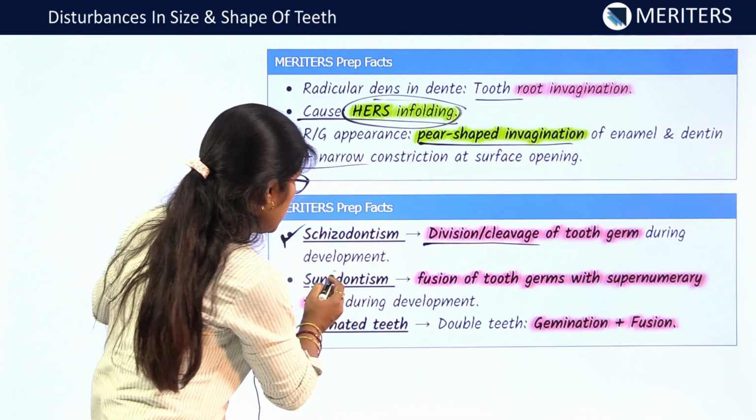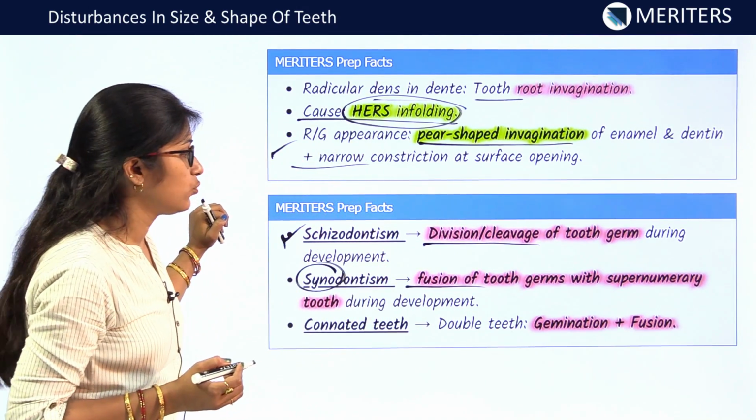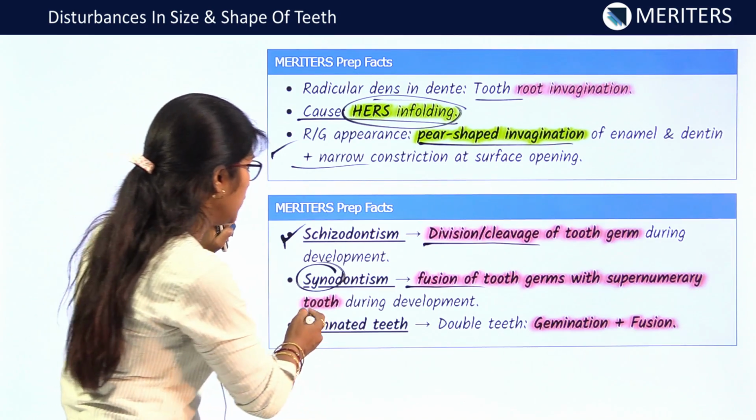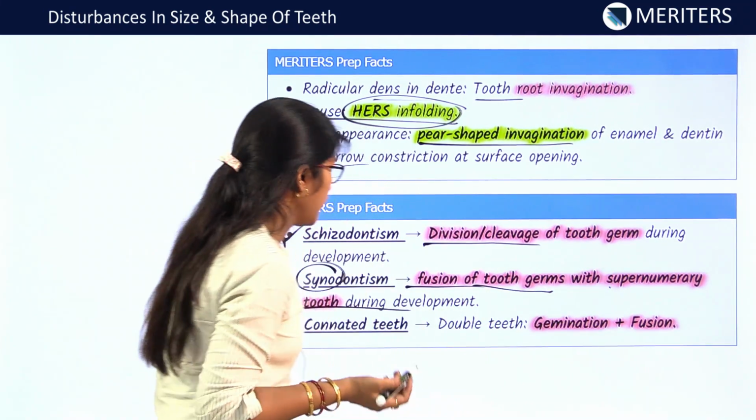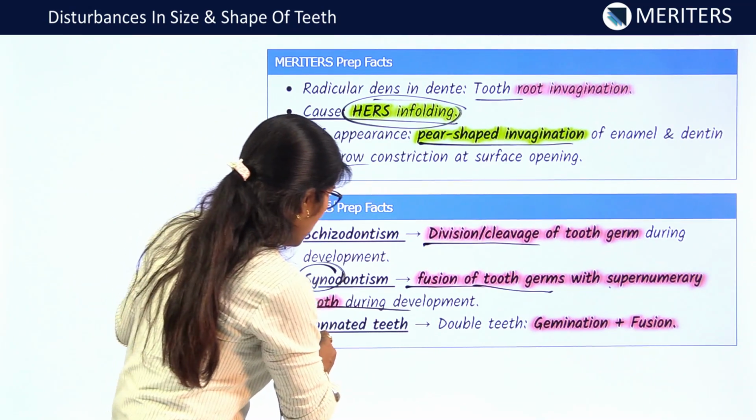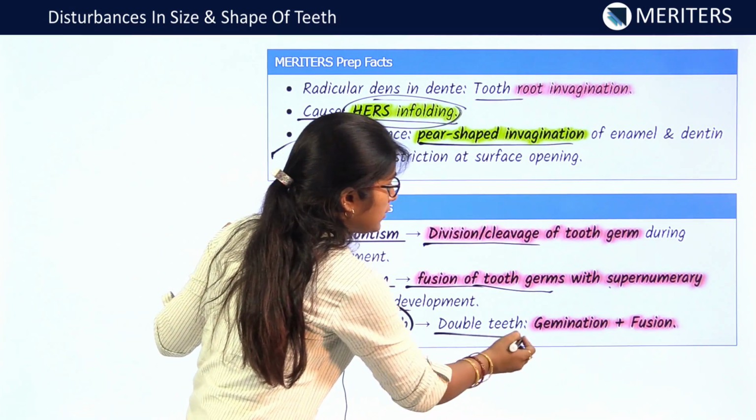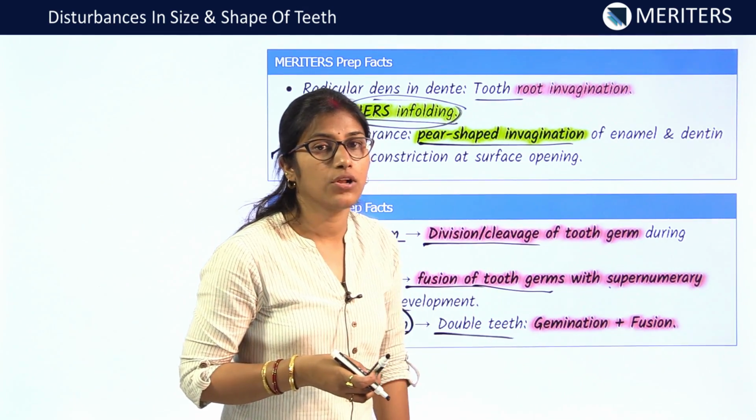Synodontism, that is, syn means fusion of tooth germs with supernumerary tooth during development. Okay, so fusion of tooth germs with supernumerary tooth is occurring in synodontism. And next one is conated teeth. Now conated teeth, these are double teeth. Here gemination is also there and fusion is also there.